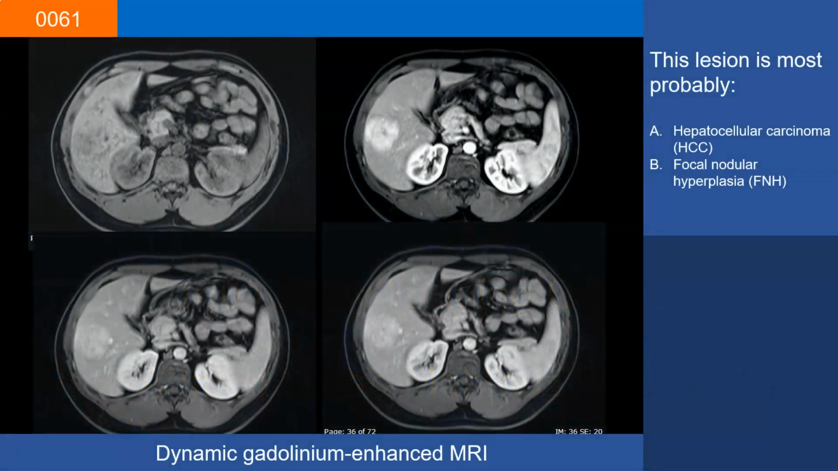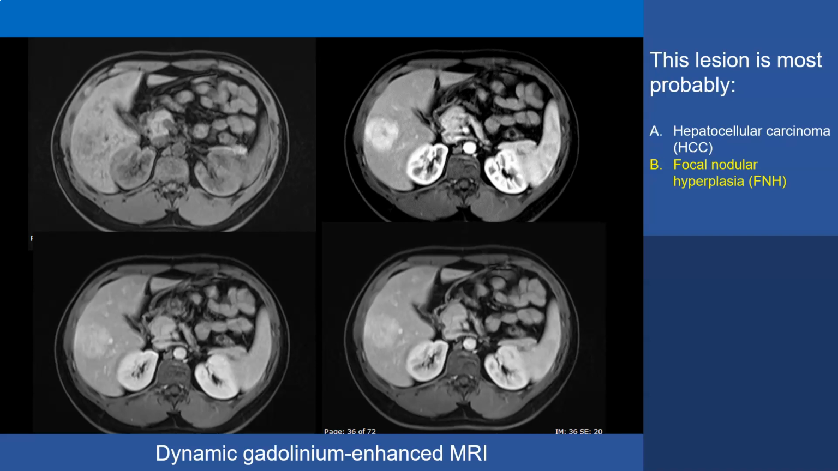Case 61 is a lesion that is most probably A. hepatocellular carcinoma, B. focal nodular hyperplasia. You are provided here with dynamic gadolinium enhanced MRI. The correct answer is focal nodular hyperplasia.